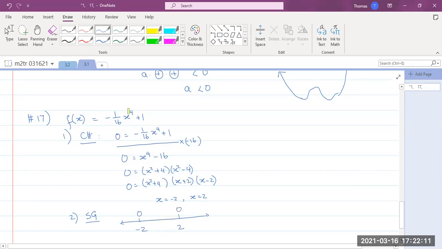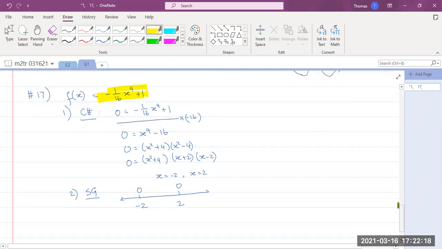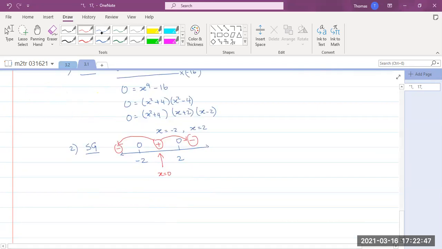Now, plug that into the original function. For example, when x equals 0, the y is positive 1, right? And you can see from the factoring, negative 2 and 2 are zeros with odd multiplicity, which means when I jump across those critical numbers, I change the sign. Then we are actually done. We just need to do the conclusion.